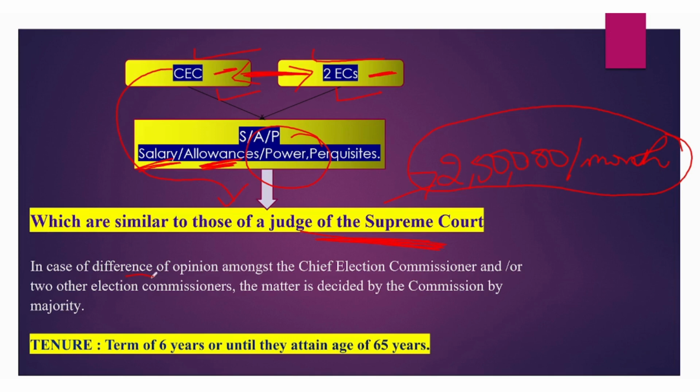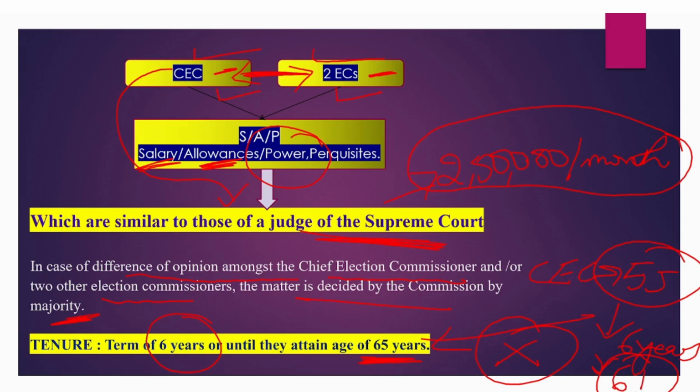If there is any difference of opinion amongst the Chief Election Commissioner and the two election commissioners, then the matter is decided by the majority. Then what is the tenure of office of the Chief Election Commissioner and election commissioners? The tenure of office will be either 6 years or until they attain 65 years of age. For example, if a member is appointed as Chief Election Commissioner at the age of 55, he can't serve until the age of 65. He will only be in office for 6 years. That is, he can be appointed as Chief Election Commissioner until 61 years.